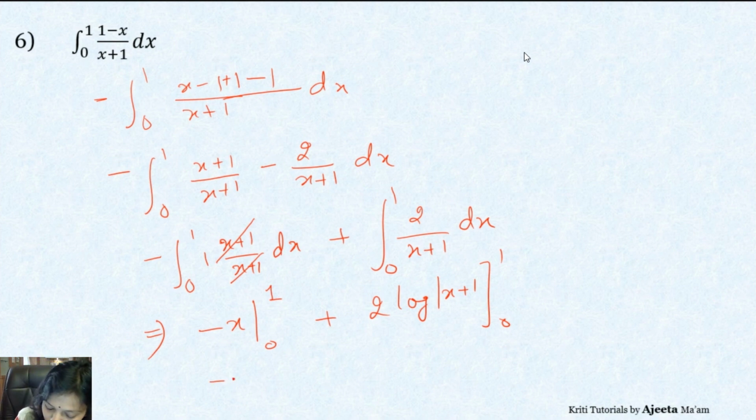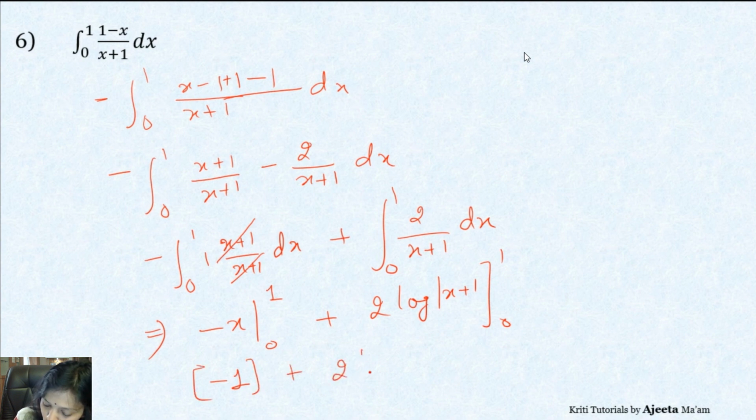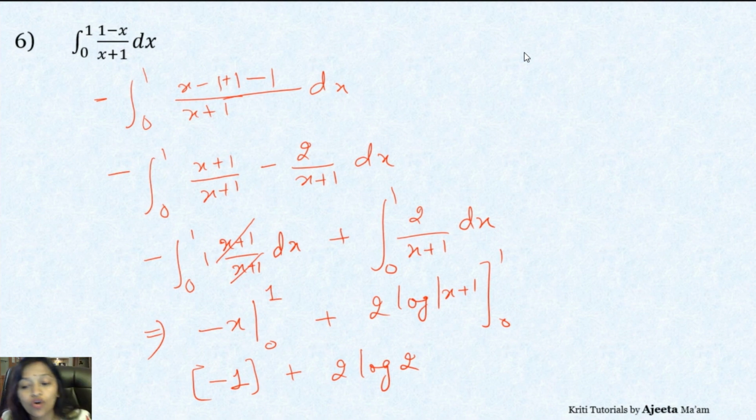So what will you get here? Minus 1, and for 0 we will get 0. So here we get 2 log 2. And again for 0 we'll get log 1, which is going to be again what? 0. Okay, so what do you get the answer as? You get the answer as 2 log 2 minus 1.